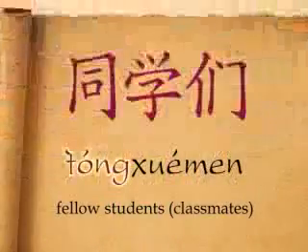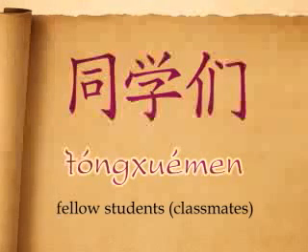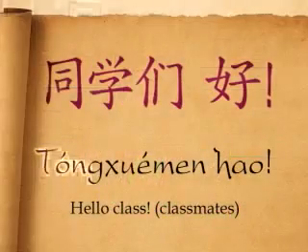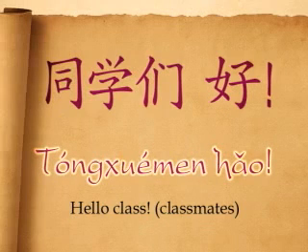Let's practice 同学们. Which tones are used? Do you hear the rising second tones in the word? Listen. 同学们 is neutral. Listen, then repeat after me. 同学们。同学们。同学们。Good. Now, let's say 同学们好 together. 同学们好。同学们好。One more time. 同学们好。很好, 同学们. Great job, class.